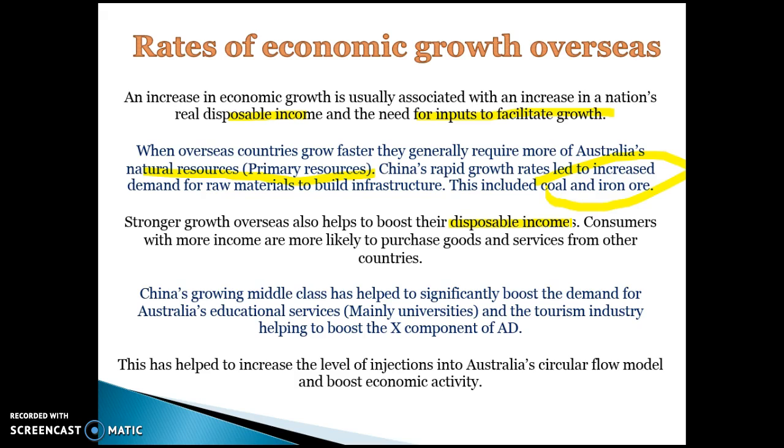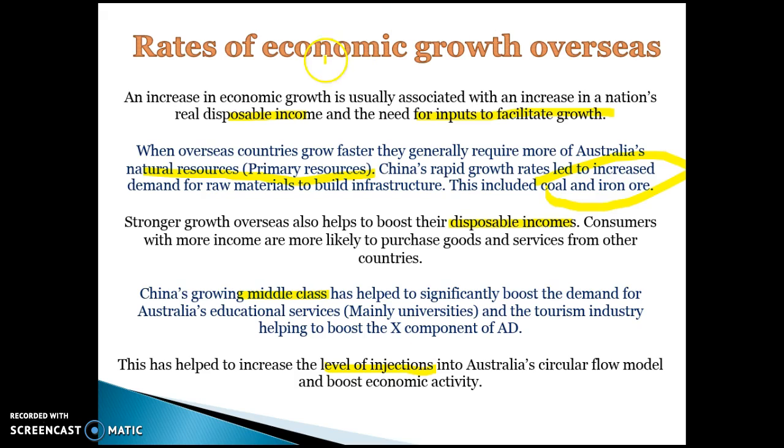So consumers with more income are more likely to purchase goods from other countries. So the key thing for Australia is China's got a growing middle class, and that has helped to boost demand for things like education and tourism in Australia, which has also boosted the export component of aggregate demand. This has boosted the level of injections into our economy, it's created jobs, which has created consumption spending, and therefore that's boosted the level of economic growth overall.